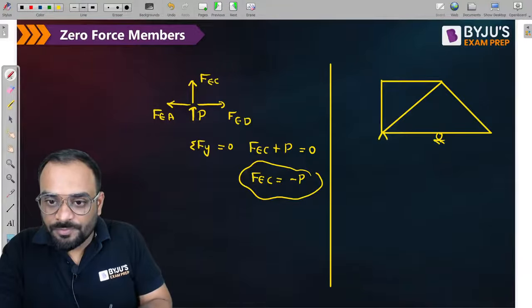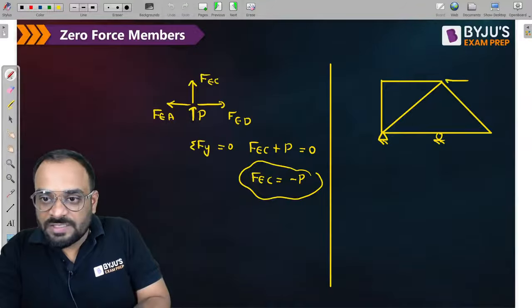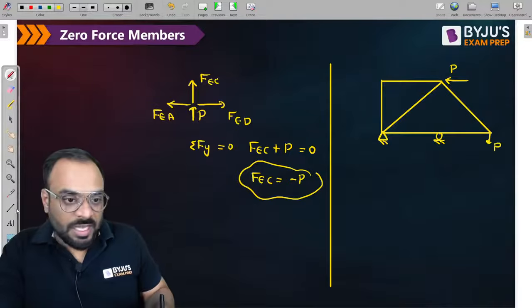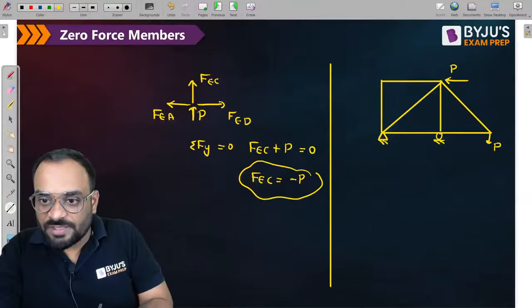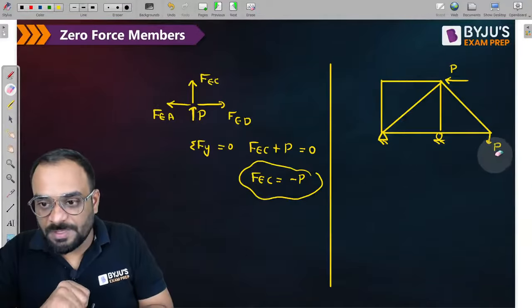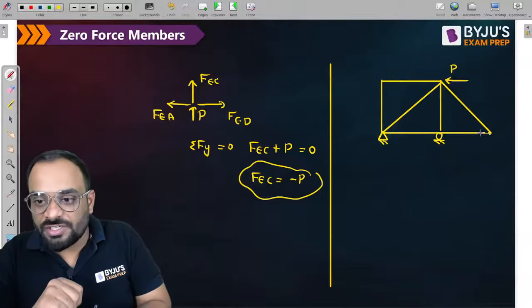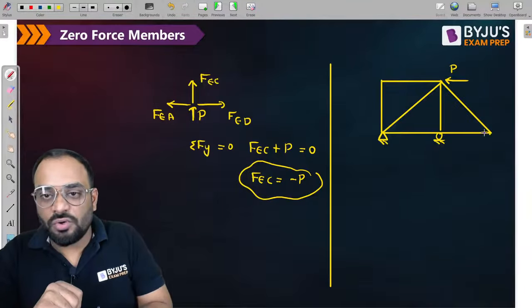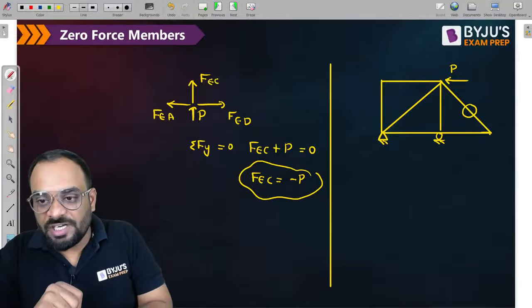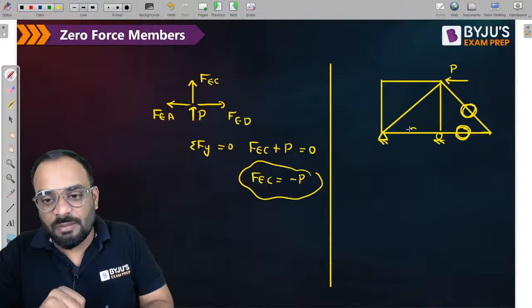Roller support, hinge support, external loading P, and there is one internal member which should be like this. Now tell me guys, if I remove this particular loading, which is basically P, then these two members will become non-collinear and no external load, no external support reaction. So definitely it will be 0 and it is also 0. If this member is 0, then this member will also be 0.